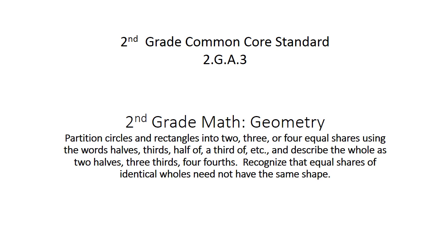Second grade Geometry Standard A3. Partition circles and rectangles into 2, 3, and 4 equal shares using the words halves, thirds, half of, a third of, etc., and describe the whole as 2 halves, 3 thirds, 4 fourths. Recognize that equal shares of identical wholes need not have the same shape.